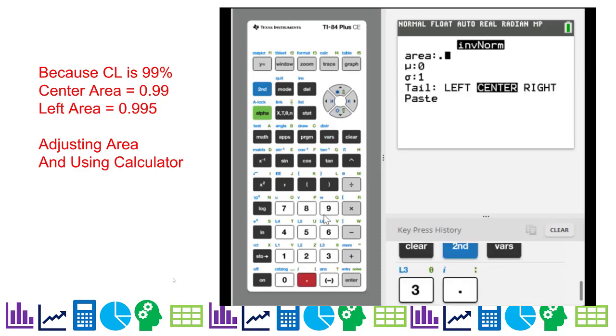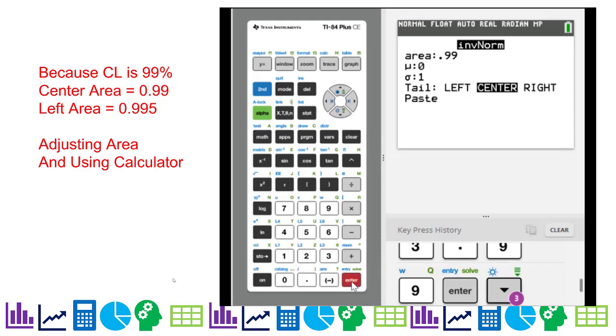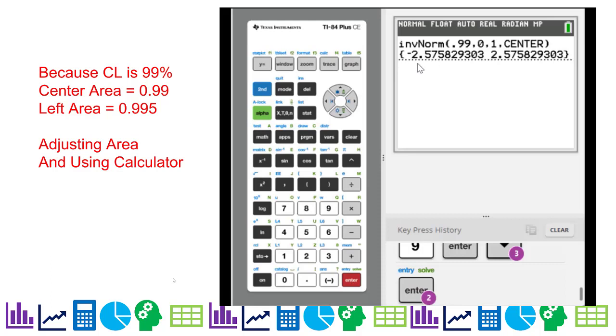And our area is 0.99. If you have the beautiful calculator, you're like, oh, yes, that's center. And then there's my value. Use the positive one for the critical value. No reason to throw an extra negative to make our math hard.